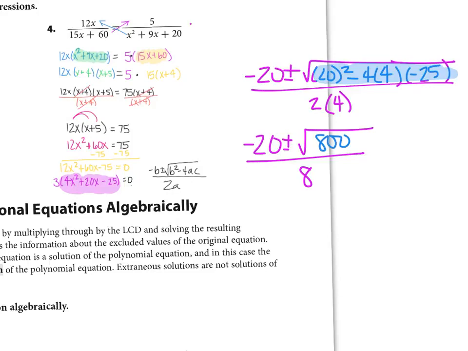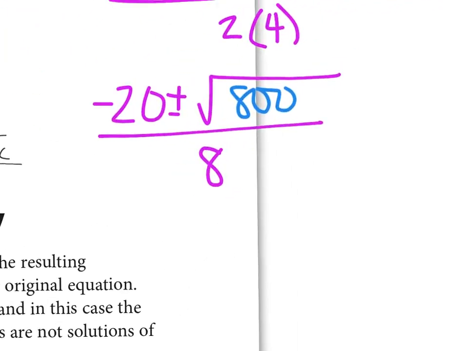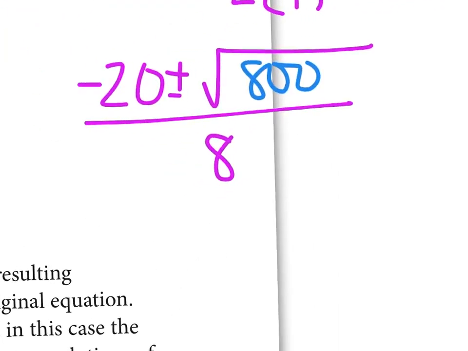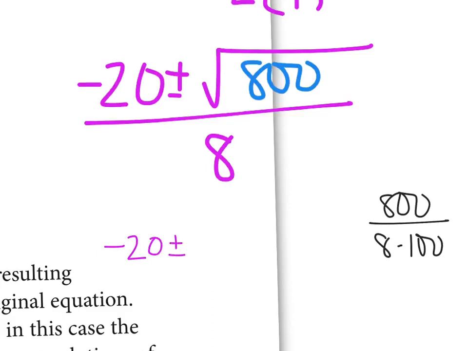I can't do that inside the square root, but I can simplify my square root. And this is something we did at the very beginning of the year. There's kind of 2 ways to do this. I'm going to do the quickest way. So think about the number 800. Are you okay if I say that 800 is really 8 times 100? Okay. So I can rewrite this problem as negative 20 plus or minus 10 square root 8.